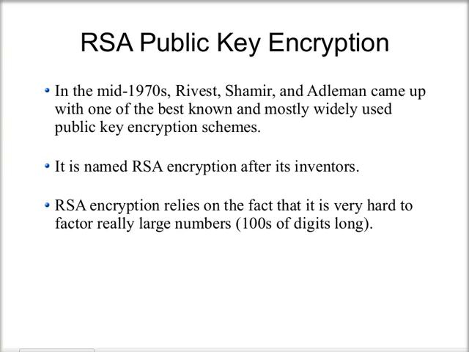One commonly used type of public key encryption is called RSA. In the mid-1970s, Rivest, Shamir, and Adelman came up with one of the best known and most widely used public key encryption schemes. And it's named RSA encryption after them, with the first letters of their last names.